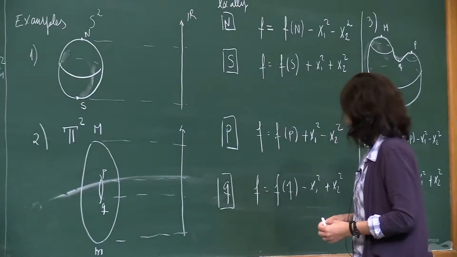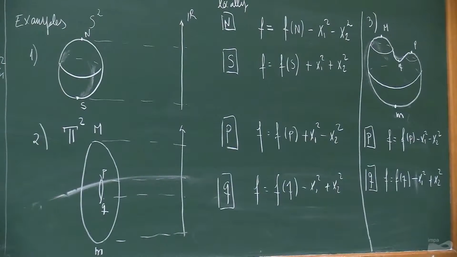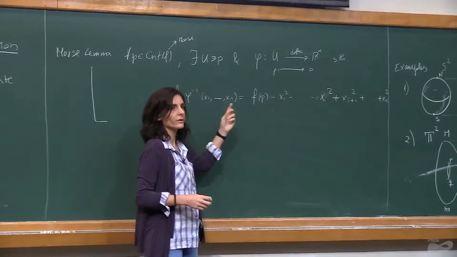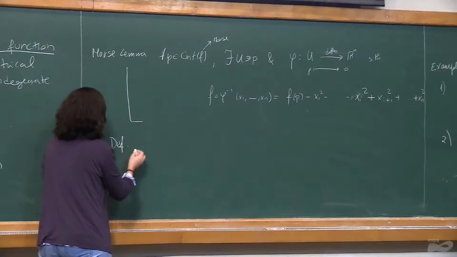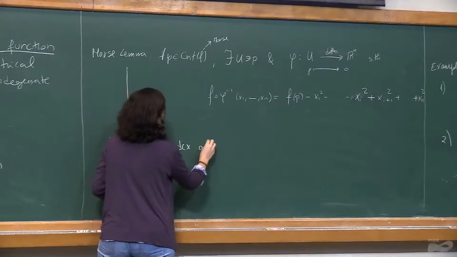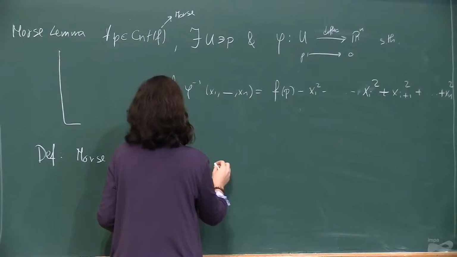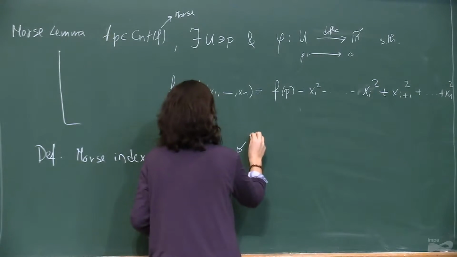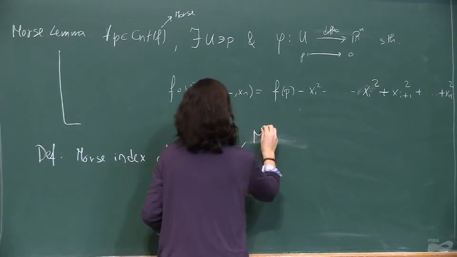Okay, so this I here, that gives me the number of minus signs that appear here, is called the Morse index of the critical point P. So let me define down here, definition. The Morse index of P is equal to this I that shows up here, okay, from the Morse lemma.